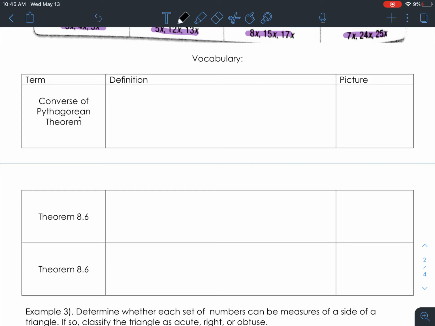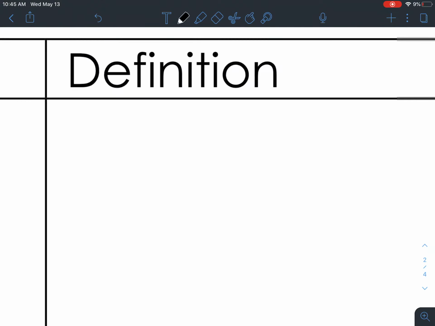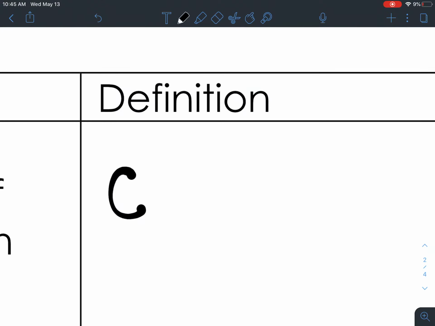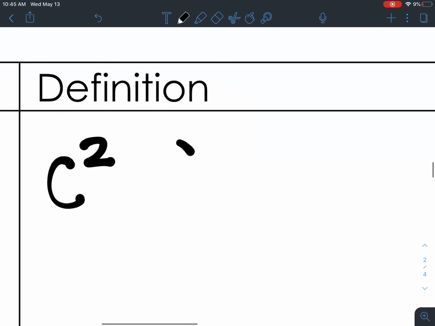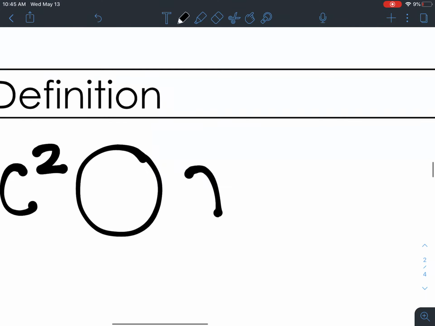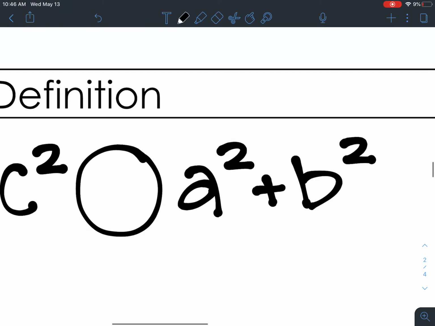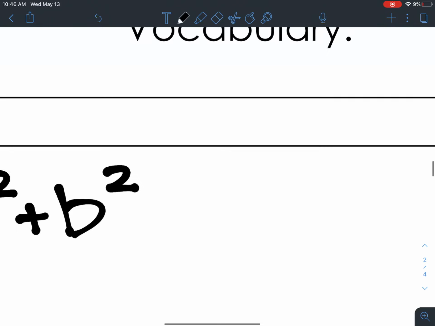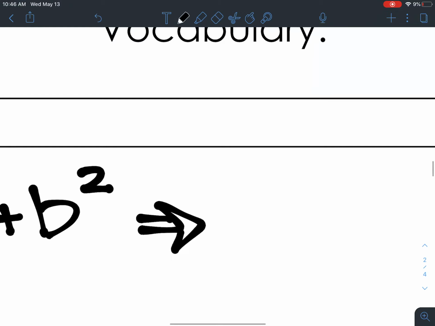But I want to write that differently. So what the converse of the Pythagorean theorem says is if I take c squared, and I'm going to draw this circle in there, and I plug in a squared plus b squared. So I have 3 side lengths of a triangle, okay? And I plug them in, and if each of these sides balance out, which means that they're equal to one another, then that means it's a right triangle.